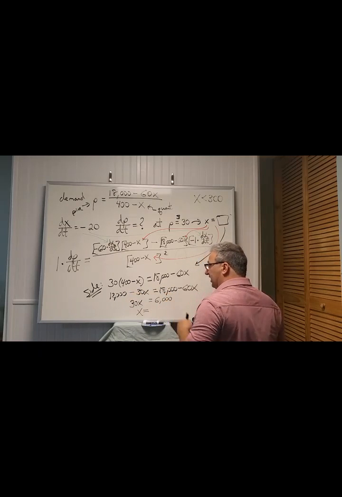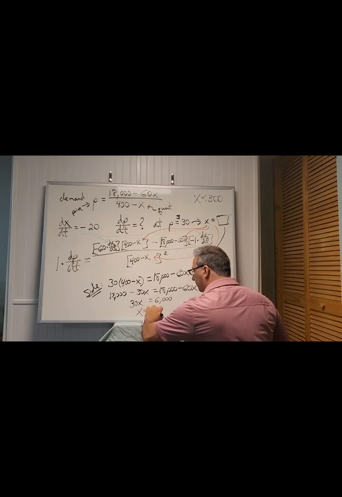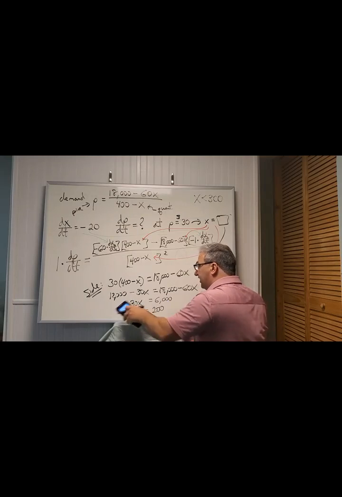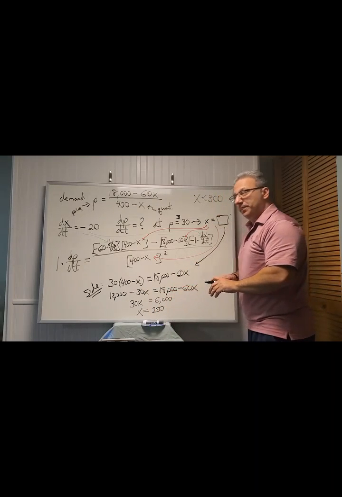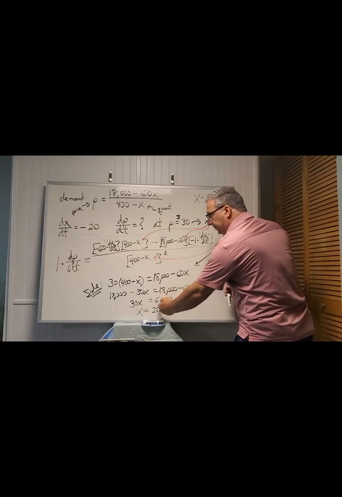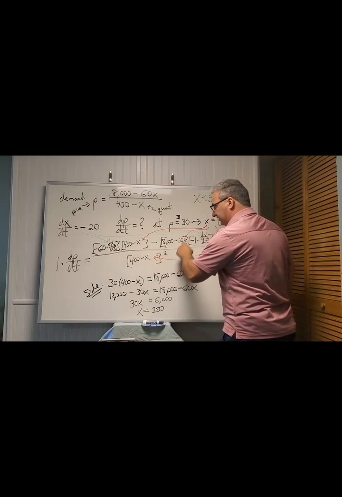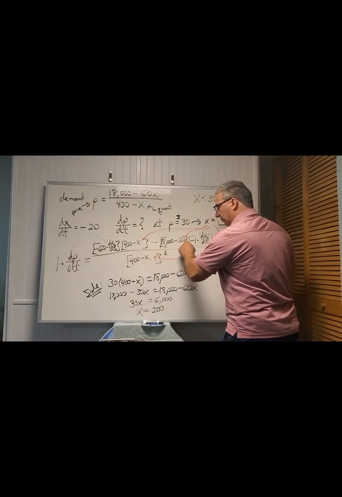Divide by 30, and again, just so I don't make any silly mistakes in front of you guys, 6,000 divided by 30, well, it's what I thought it was, 200. So I now have, via algebra, the x value. Now that I have the x value, I'm going to plug that in for x. Wherever you see an x, I'm going to plug it in.